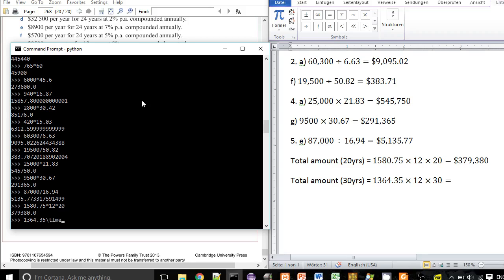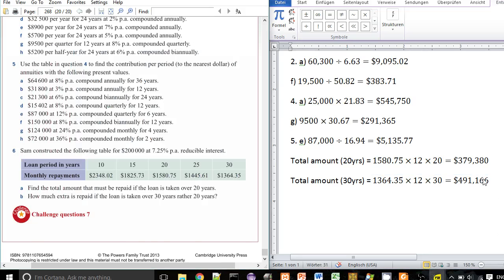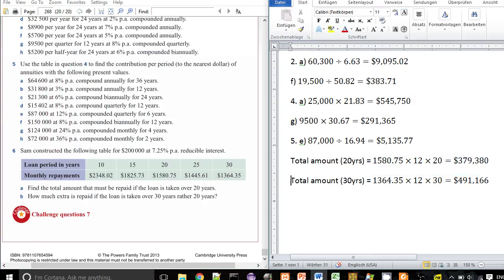It's sort of like, what am I doing? I'm getting mixed up. If you're in debt, you want to pay it off as quickly as possible. But if you're earning money, you want that interest to last. The longer the better. So 491,166. Okay, 491,000. So then you just subtract this one, take away that one.